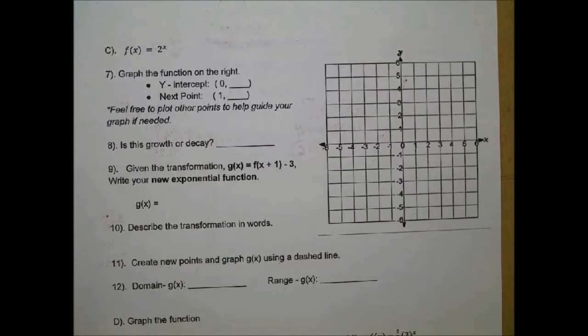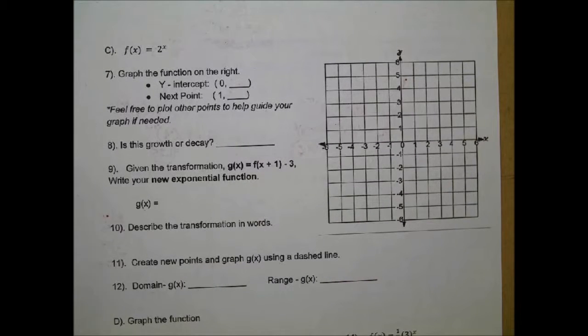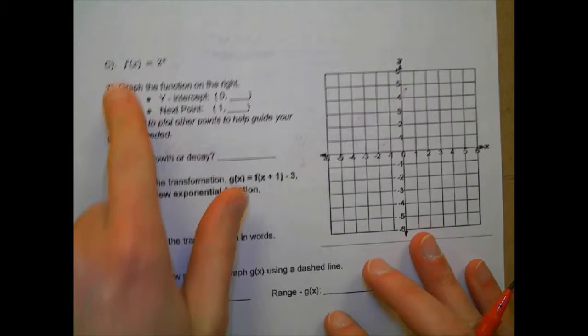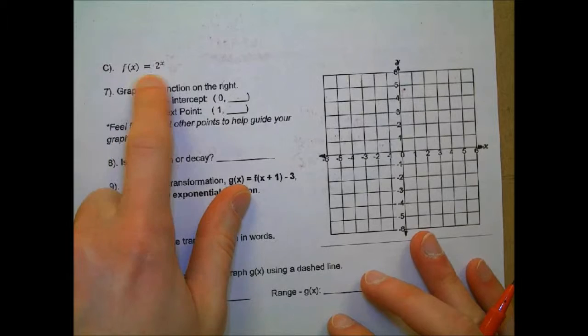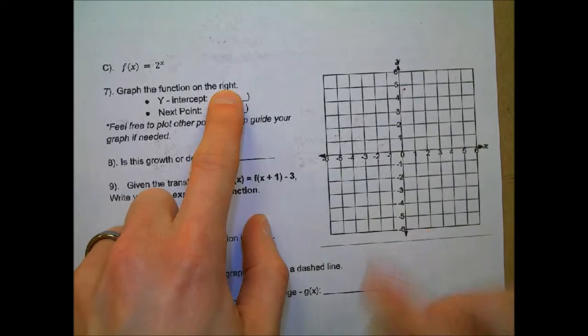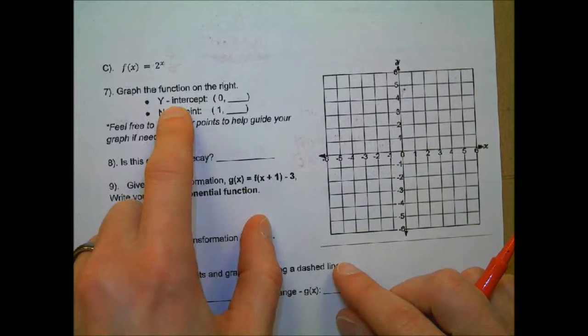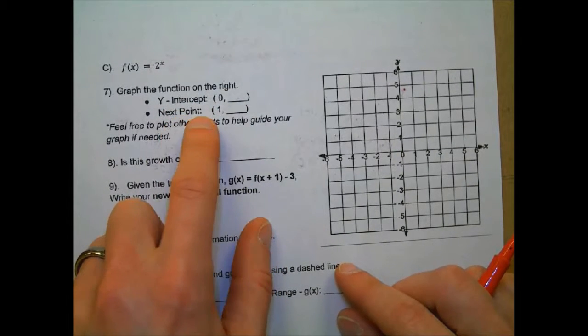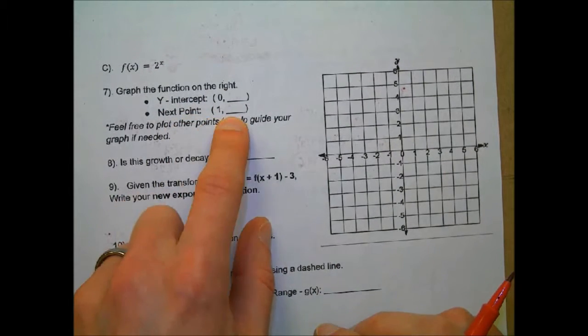Okay, now, letter C. Letter C. We're going to have our function here. f of x equals 2 to the x. We're asked to graph the function to the right. We have to come up with a y-intercept, and then we also have to come up with the next point here, which is just 1 comma, and we come up with the matching y value there.